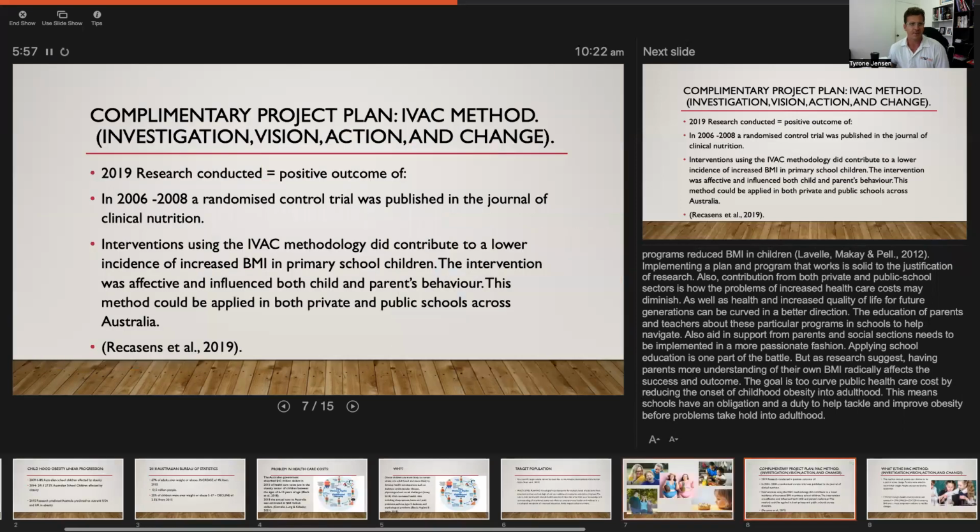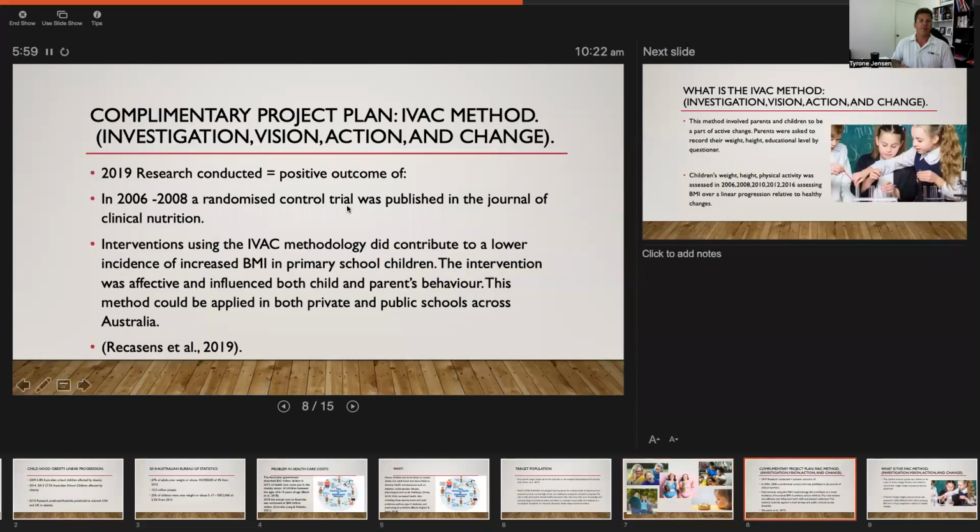Now, justification. A complementary project plan. Let's introduce you to the IVAC method: Investigation, Vision, Action, and Change.